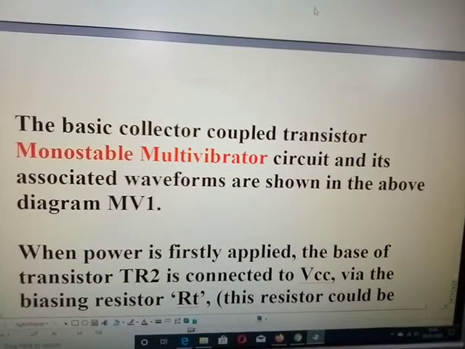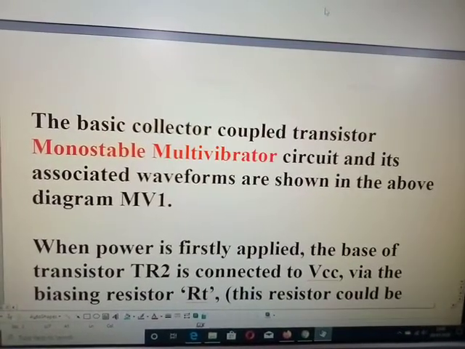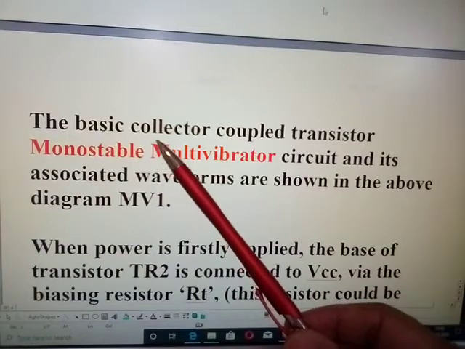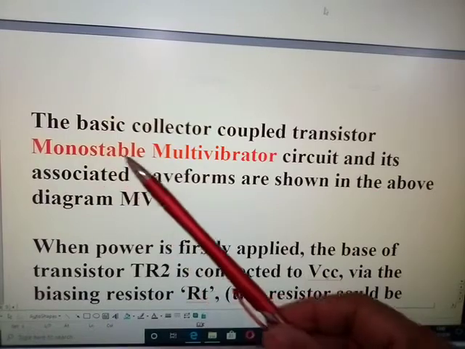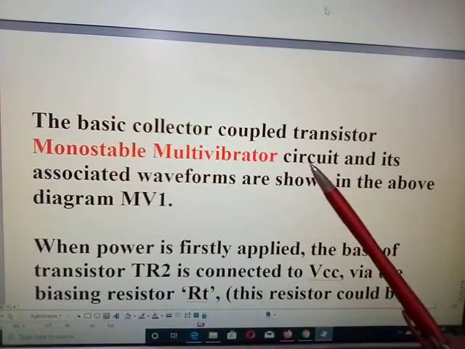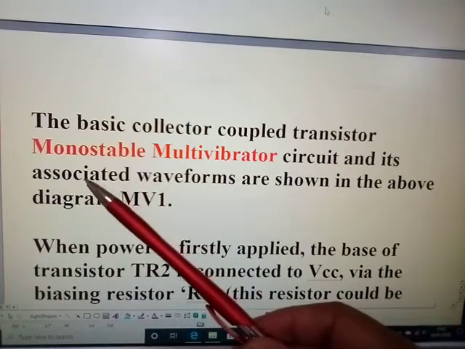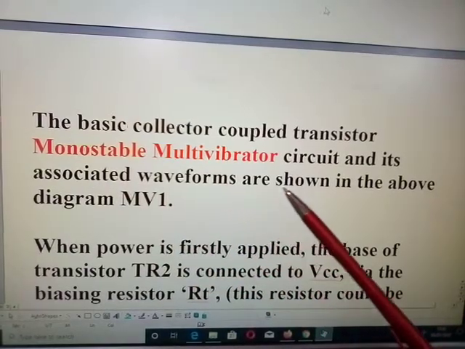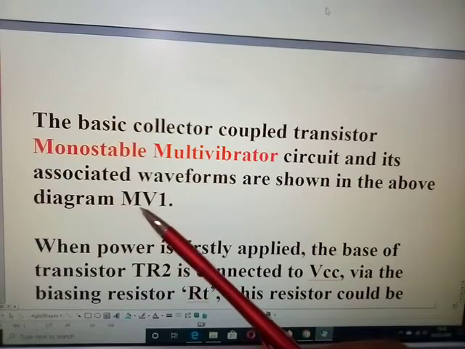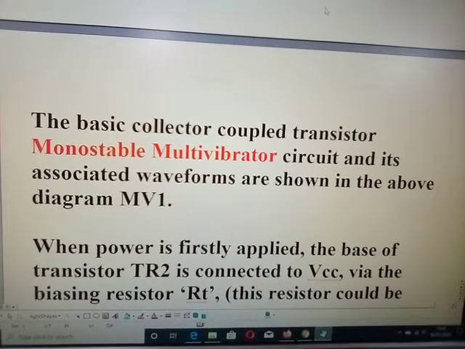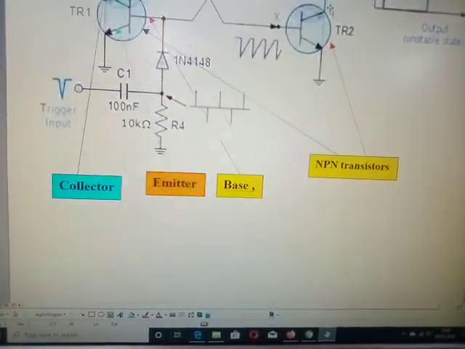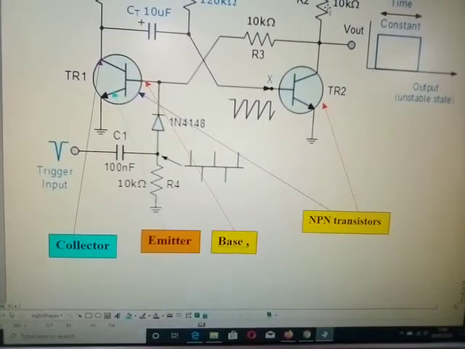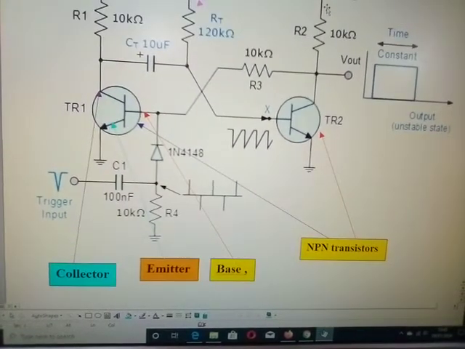Now let's look at what we're trying to say here. The basic collector coupled transistor monostable multivibrator circuit, and its associated waveforms are shown in the above diagram in V1. Now always look back at the diagram so you know what it's trying to tell you about. Okay, and look at how the relevant capacitors, the relevant resistors, and where they are located.